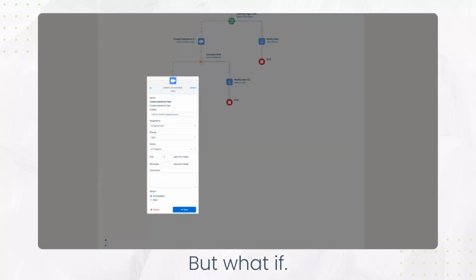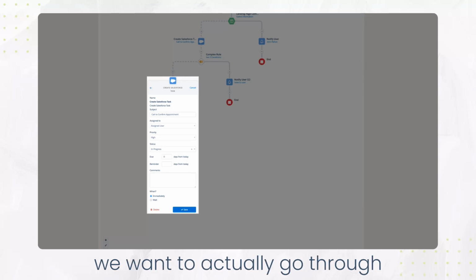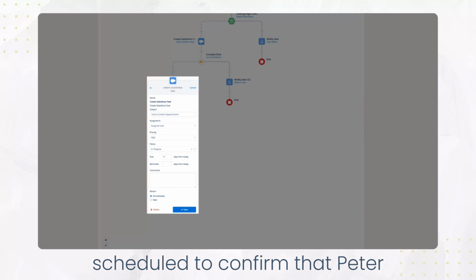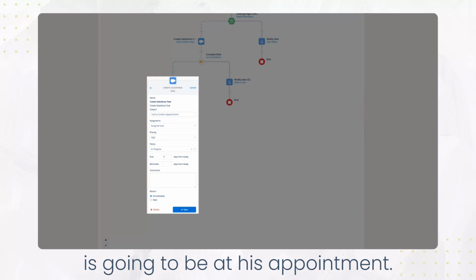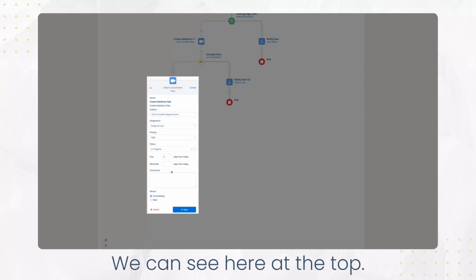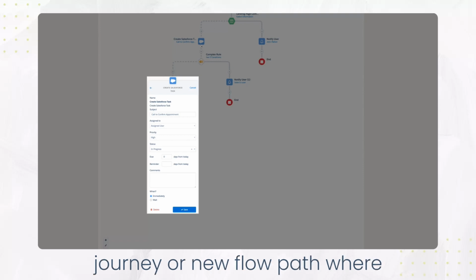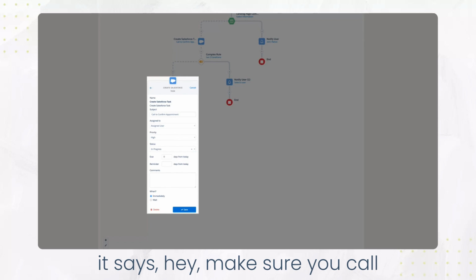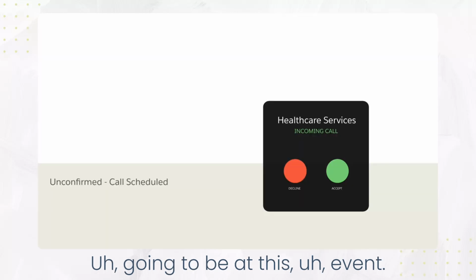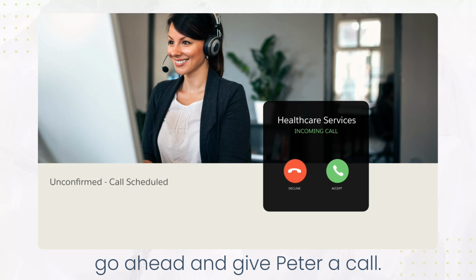But what if they don't respond to that text? Well, at that point now, maybe we want to actually go through and have a high priority call scheduled to confirm that Peter is going to be at his appointment. So he does not click on that link. We can see here at the top, we then put him in a new journey or new flow path where it says, hey, make sure you call to confirm that Peter is in fact going to be at this appointment. So okay, we go ahead and give Peter a call.